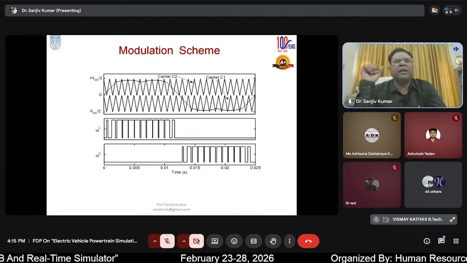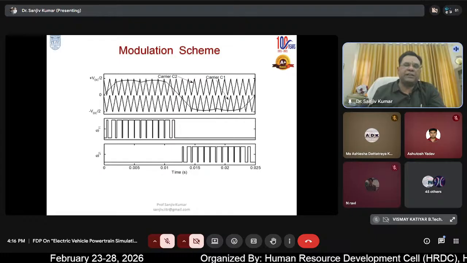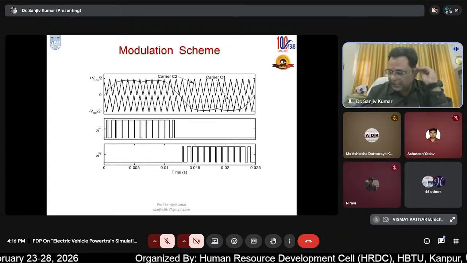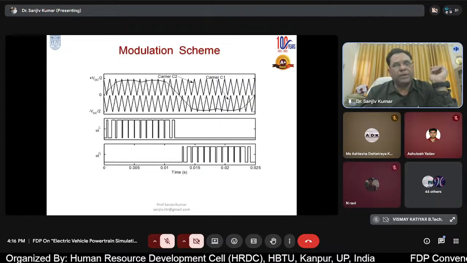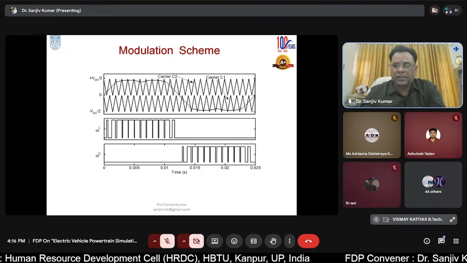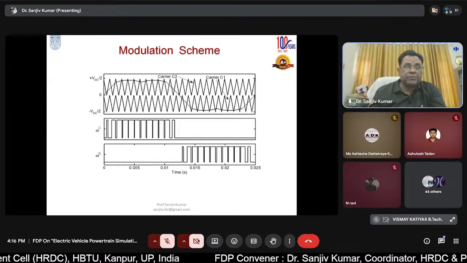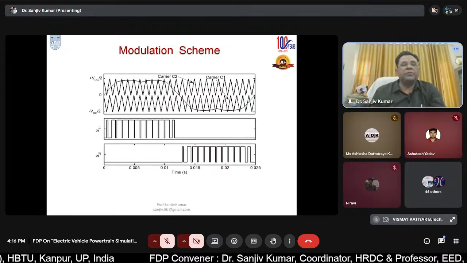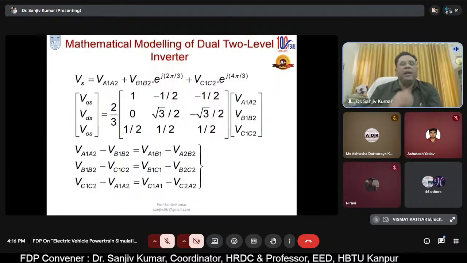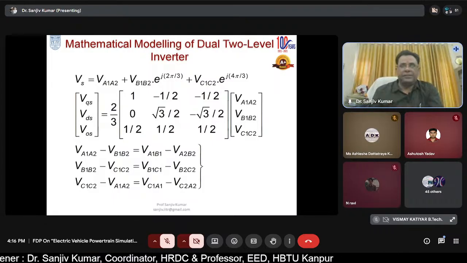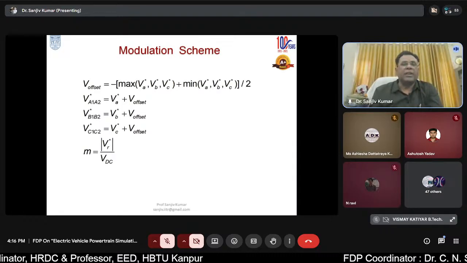So here we have used a simple sinusoidal-based space vector modulation. How will we generate this equivalent performance? This I have taken from Professor K. Gopakumar's paper. He was a professor at IISc Bangalore, and now he is retired. So from there, I have taken this simple approach. This is the mathematical modeling of this motor and inverter and all those things.